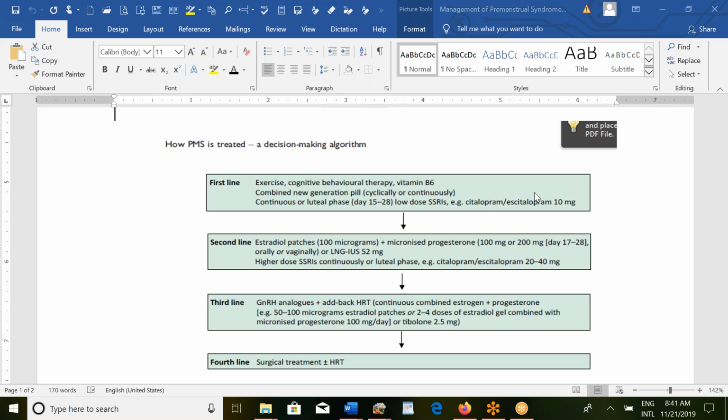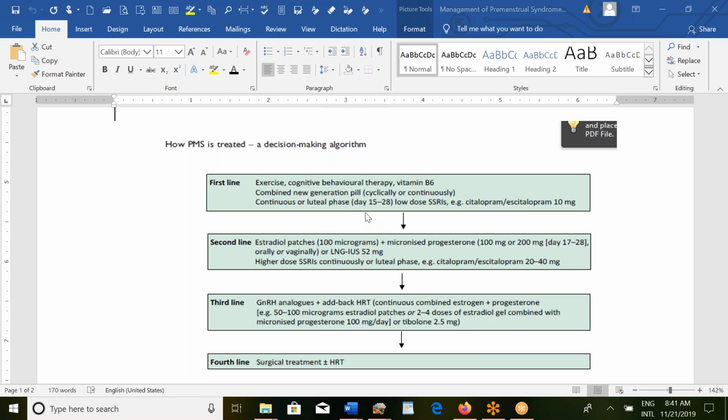So first line treatment: exercise, CBT, vitamin B6, a new generation pill. It can be given cyclically or continuously, and then continuous or luteal phase low dose SSRIs like citalopram, escitalopram. So you can give them both. Like if your patient has more symptoms, you can give it continuously. You will say that I will ask the patient whether she will take it continuously or during the luteal phase, like day 15 to 28. More symptoms, give throughout the cycle, but the difference, low dose.